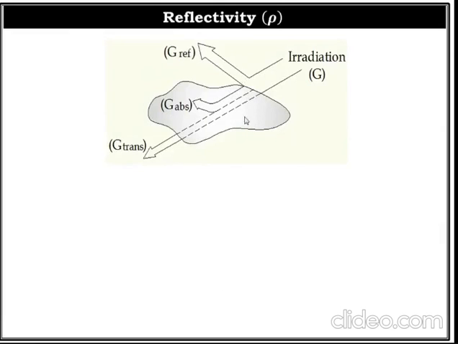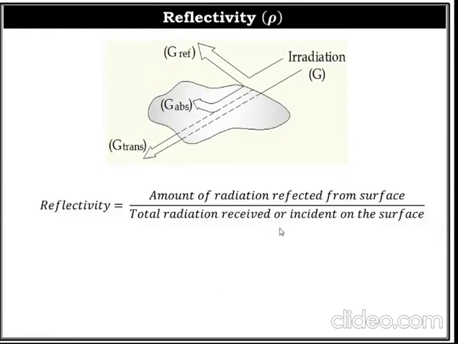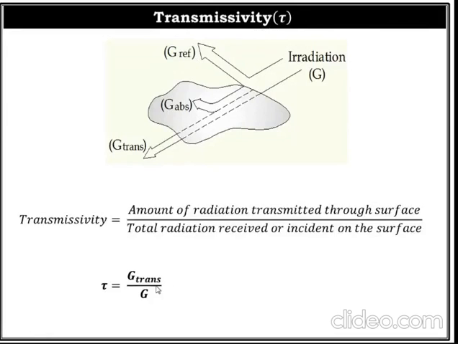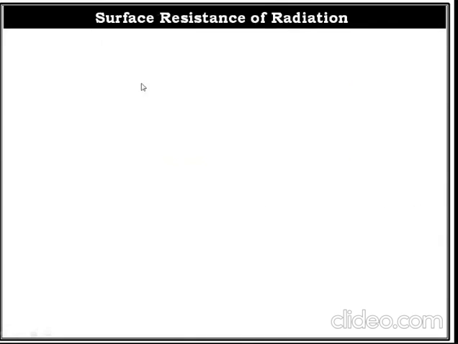Now reflectivity. Some part gets reflected. Mathematically, it is G reflected divided by the total radiation received, that is G, and reflectivity is denoted by the symbol rho. Transmissivity is denoted by tau, and it is nothing but the amount of radiation transmitted through the body divided by the total incident radiation.